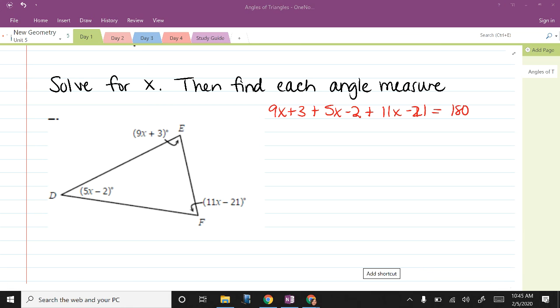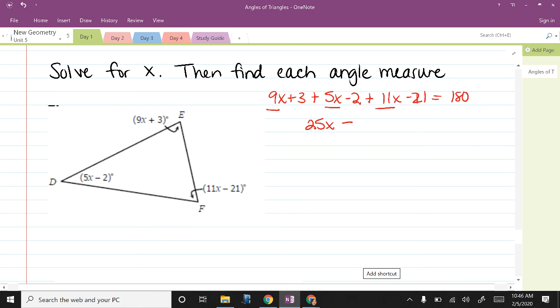So I'm going to combine my like terms. 9x plus 5x is 14x plus 11x is 25x. And then 3 minus 2 is 1 minus 21 is minus 20. 1 minus 21, that's what I thought. Equals 180. And then add 20, 25x equals 200. So x equals 8.